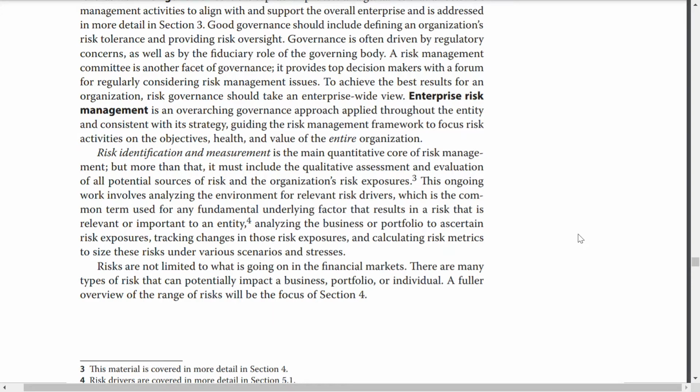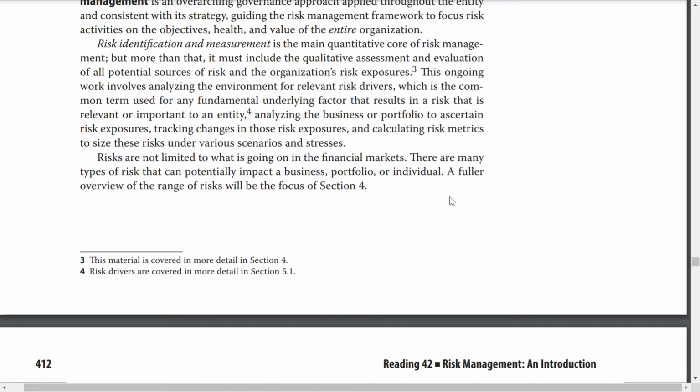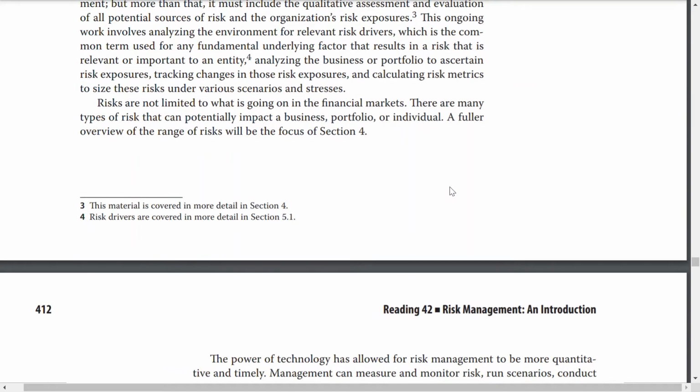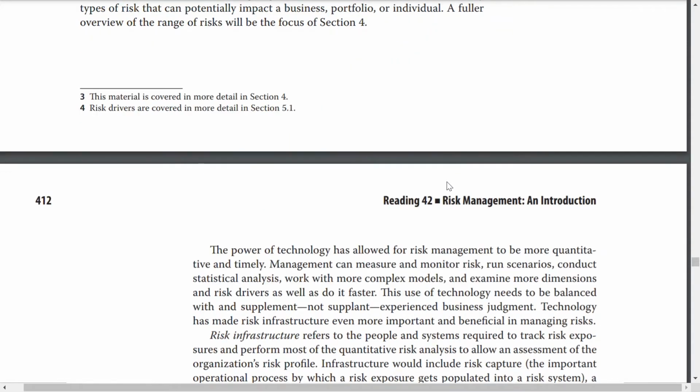Risks are not limited to what is going on in the financial market. There are many types of risk that could potentially impact a business, portfolio, or individual. A fuller overview of the range of risk will be the focus of Section 4.